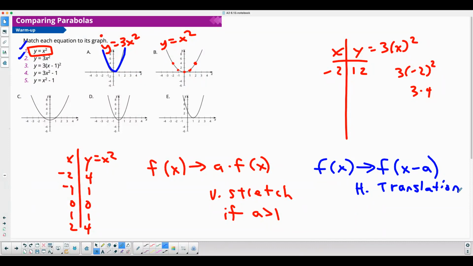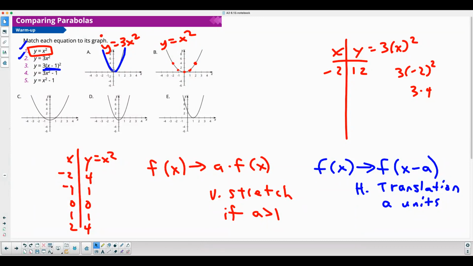Okay. And it's always the opposite. So if it's minus 3, it's going to go right 3. So it's going to be, in this case, a units. It's the opposite. So if this one here for number 3 is x minus 1, that's going to go to the right one.